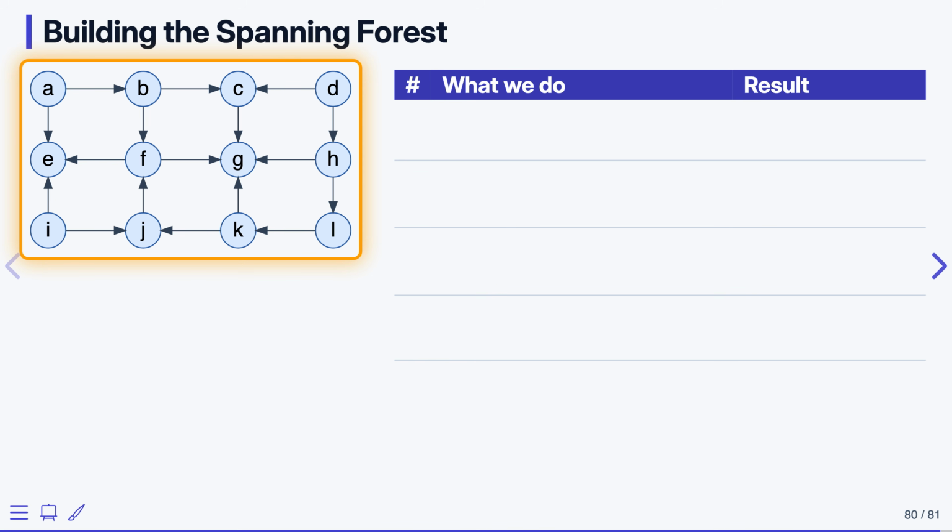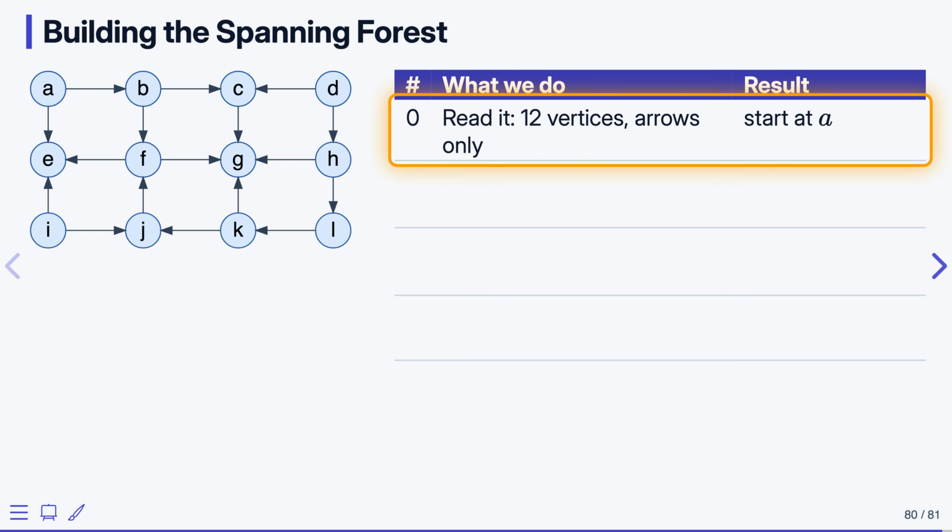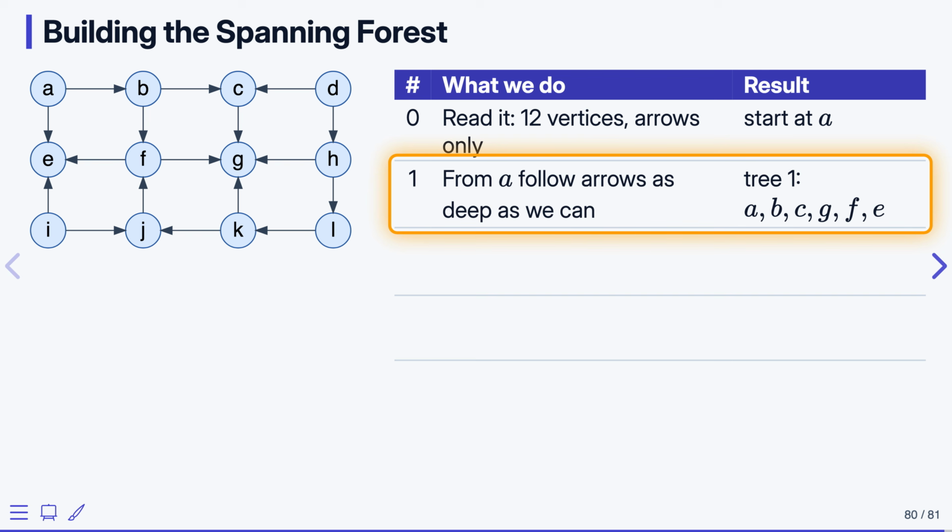Let us build the forest, step by step. Step 0. Read the graph. 12 dots, and every edge is an arrow we must follow forwards. Step 1. Start at A, follow arrows as deep as we can. From A to B, from B to C, from C to G, then back up and take B's other arrow to F, and from F to E. That gives our first tree with 6 dots: A, B, C, G, F, and E.